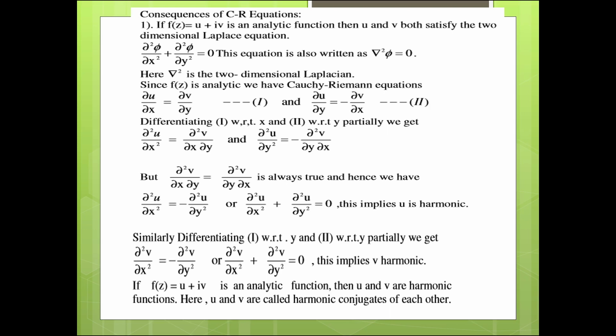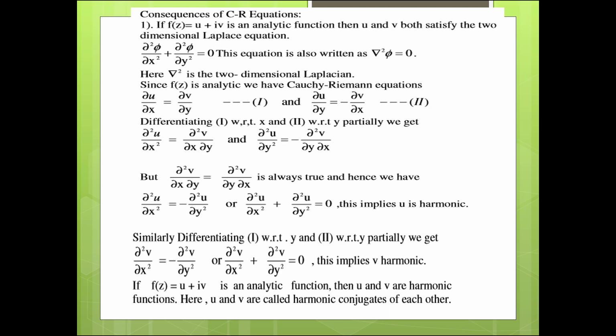Since f of z is analytic, we have CR equations ux equal to vy, uy equal to minus vx. Differentiating 1 with respect to x and 2 with respect to y partially, we get dou square u by dou x square equal to dou square v by dou x dou y, and dou square u by dou y square equal to minus dou square v by dou y dou x. But dou square v by dou x dou y equal to dou square v by dou y dou x is always true, and hence we have dou square u by dou x square equal to minus dou square u by dou y square, or dou square u by dou x square plus dou square u by dou y square equal to 0. This implies u is harmonic.